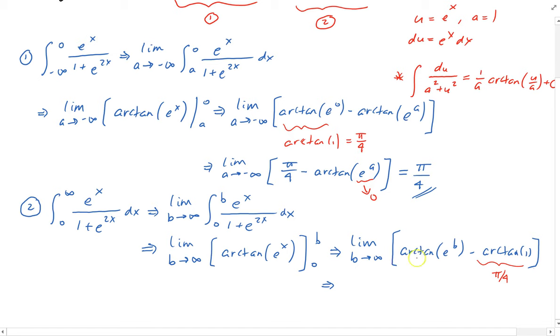And as b approaches infinity, if you're looking at the graph of e to the x, as x approaches infinity, this is getting bigger and bigger, approaching infinity. Therefore, e to the b, as b goes to infinity, is approaching infinity. So arctangent of infinity: if you recall the graph of arctangent, as x approaches infinity, arctangent is getting closer and closer to pi over 2. So this is going to give us pi over 2 minus pi over 4, which is pi over 4.